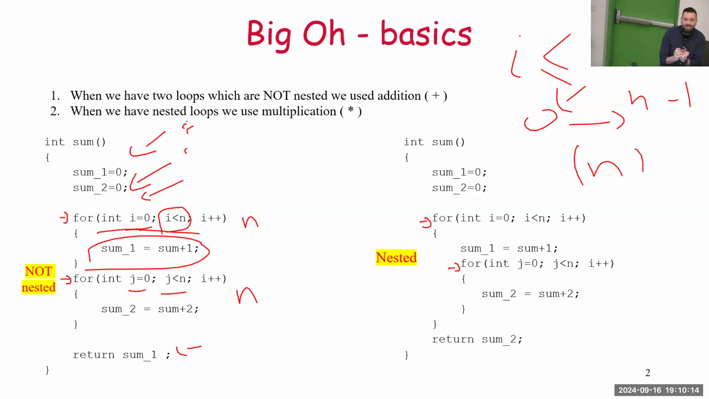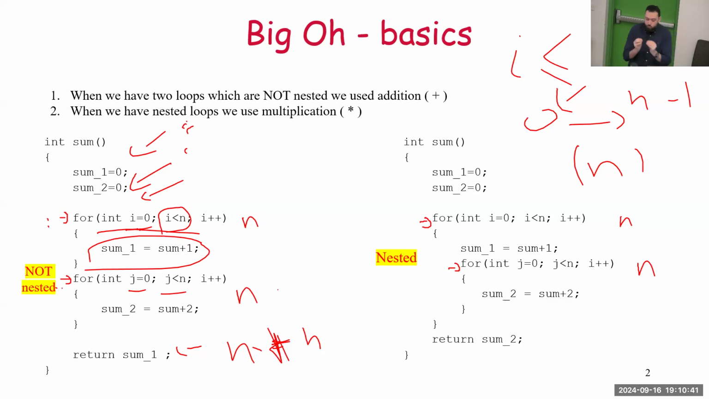Okay, when I don't have a nested loop, I have these for loops like this. I have n here, n here. What is the total? n plus n. So we use what? Plus. So it's going to be 2n. That means O of n. I don't care about the 2. Okay, very good. Now, the same thing, here is n, here is n, but they are nested. What do I use?